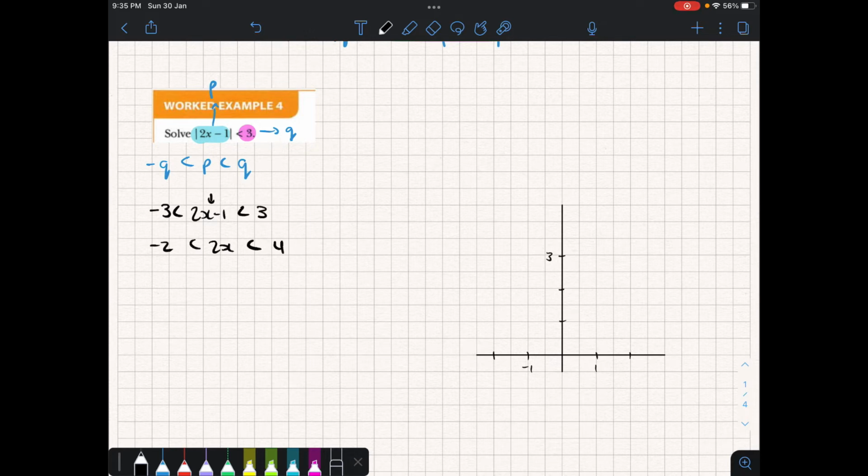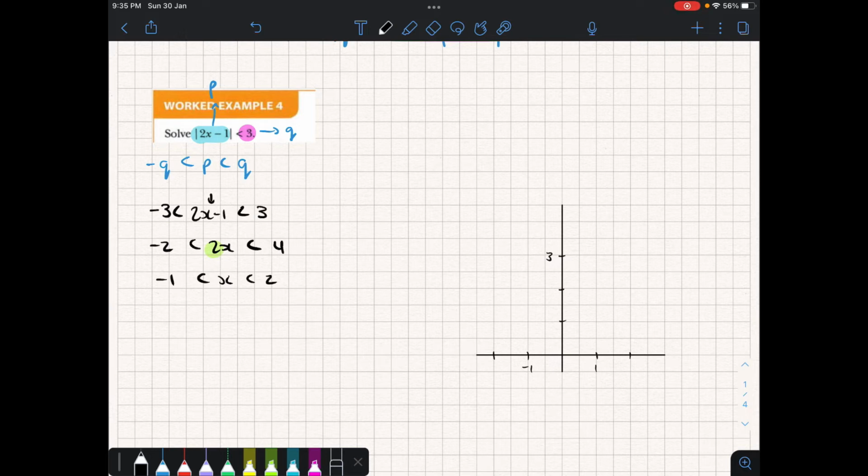And once again, I want to get rid of this 2 in front of the x, so I'm going to divide everything, all three parts, by 2. And I'll get minus 1, x, and 2. And so I've actually found the values for x where this inequality would exist. These are the x values where this modular function will be less than 3.